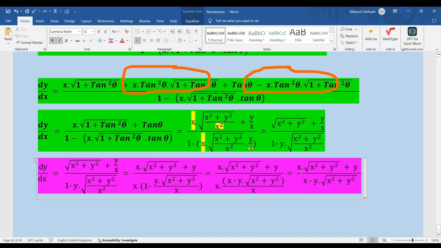So there we have dy by dx, drawing your attention to the pink expression on the right of the screen. X times square root of x square plus y divided by x minus y times square root of x square plus y square, right? So again, a good problem for us to understand how we make trigonometric substitutions in implicit functions and solve problems, right?